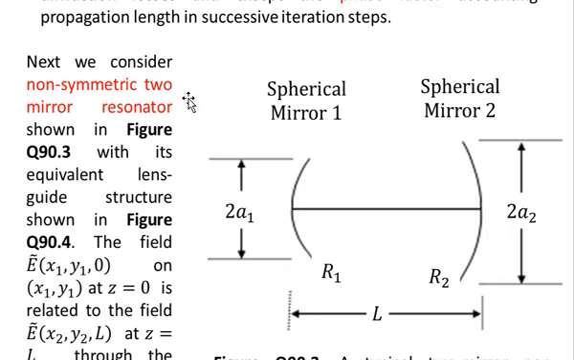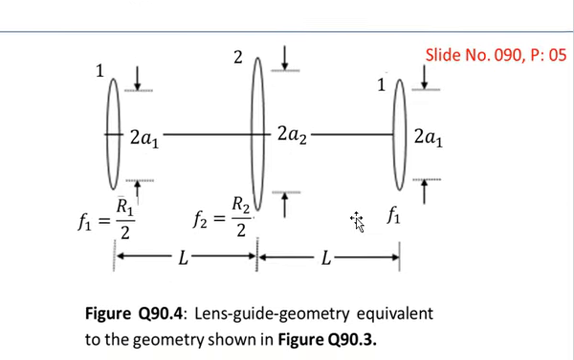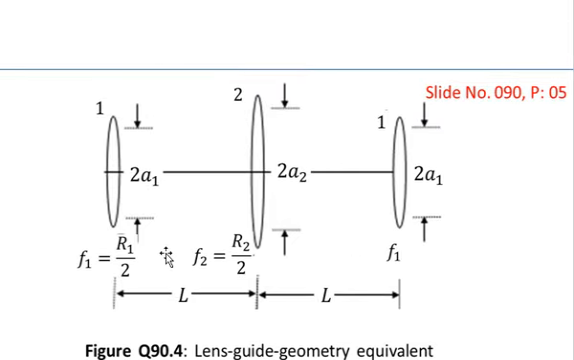Next, we consider the non-symmetric two-mirror resonator shown in figure number 3 with its equivalent lens guide structure shown in figure number 4. So let me discuss the lens guide structure equivalent to figure number 3. You can see that I have lens 1, then lens 2, then lens 1 again. This forms a complete round trip from lens 1 to lens 1. Lens 1 has a focal length f1, which is equal to R1 by 2. Lens 2 has a focal length f2, which is equal to R2 by 2. And again, the lens 1 on the right hand side has a focal length equal to f1.